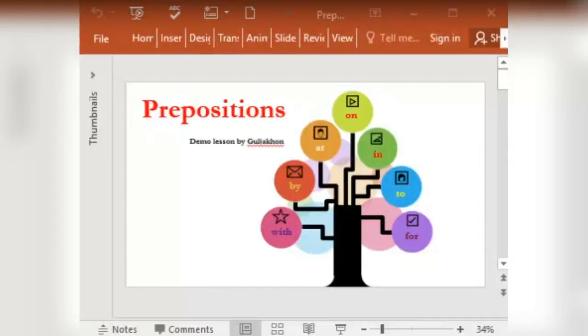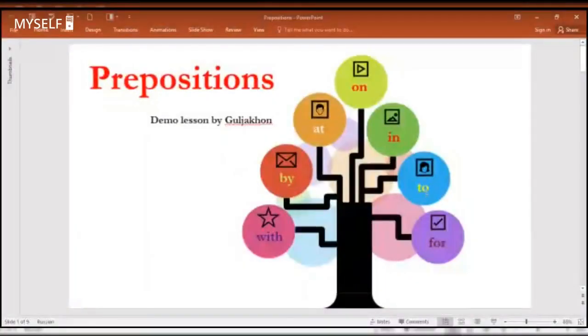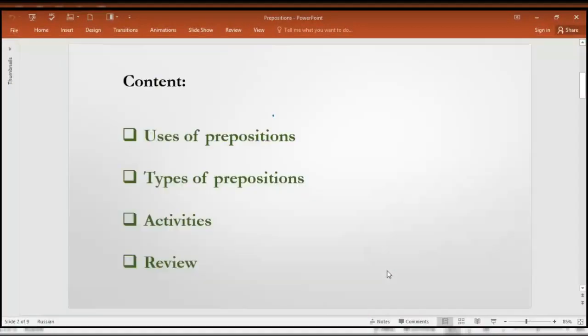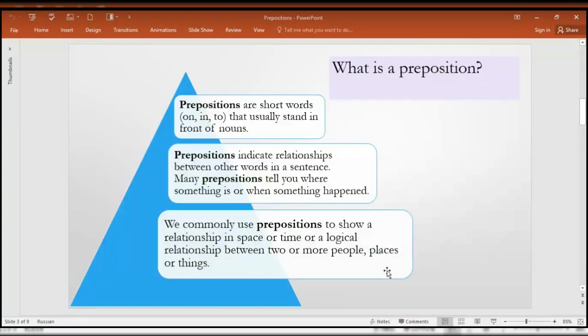Hello everyone, welcome to the demo lesson by Guljakhon Ermatova. This lesson is about prepositions. Now I'm going to go on with the content. In this lesson we are going to speak about uses of prepositions, types of prepositions, the activities in this class, and the review of my lesson. So now the next part, the preposition part.